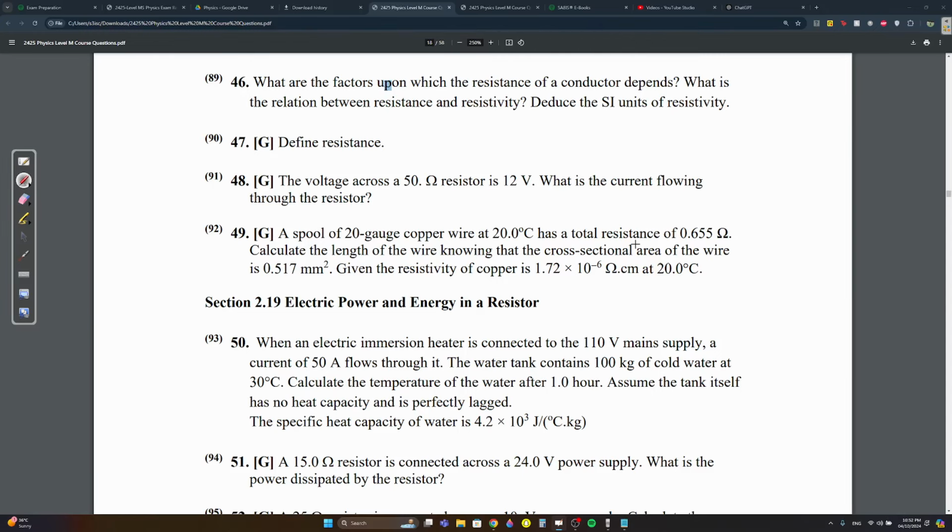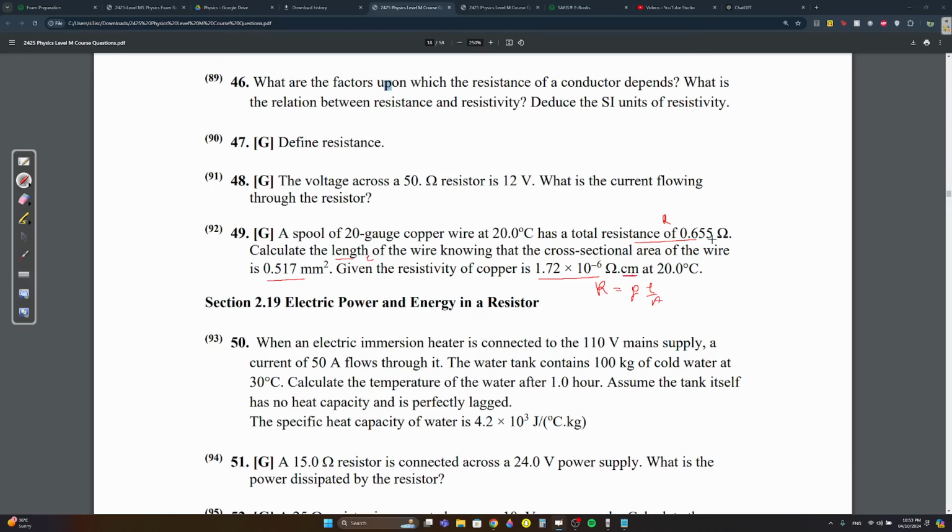Now we don't care about the temperature. They give us R, and they want the length L. They gave us the area and the resistivity. Here's the thing: we know the equation R is equal to resistivity times L over A. Very self-explanatory, but it's very important that you pay attention to the unit of resistivity.